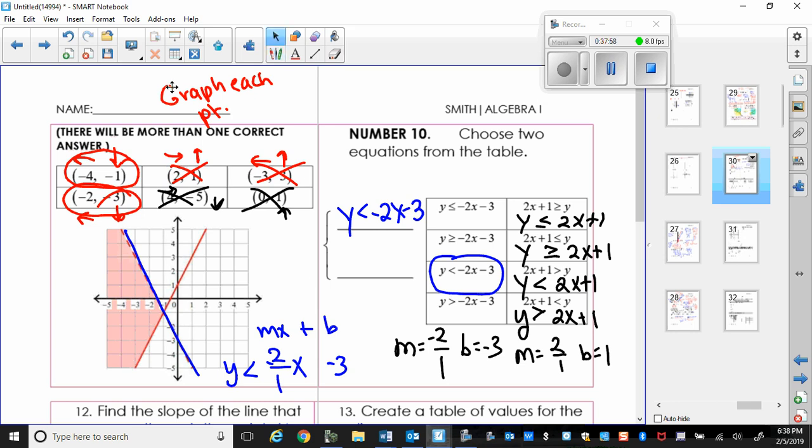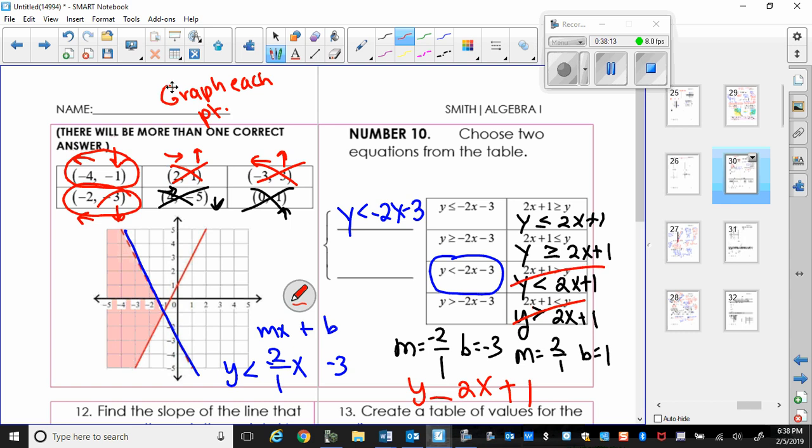So obviously, the next one has a y-intercept of, let's say y, we have 2x plus 1. I just need to figure out what the symbol is. So it is equal to, that eliminates this one and this one. I just need to figure out how the shading is. If I'm shading up, then y is greater than. It's greater than, so it's got to be this one. So I have y is greater than or equal to 2x plus 1. Okay?